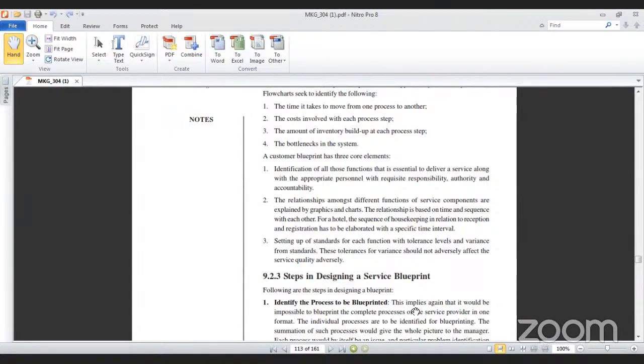These tolerances for variance should not adversely affect the service quality and advertising. Steps in designing a service blueprint.